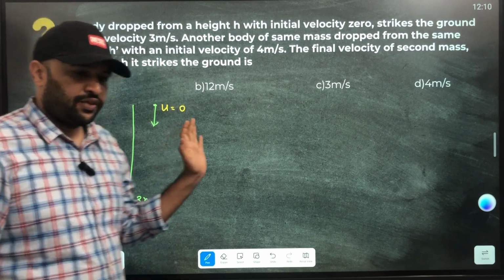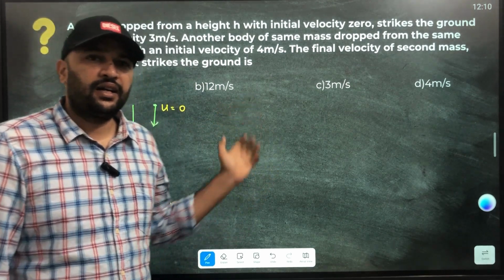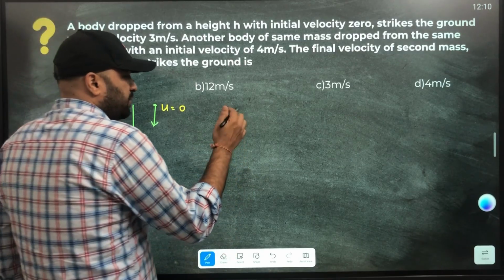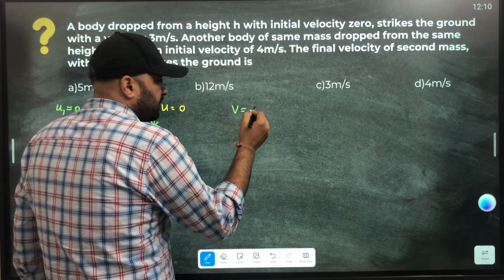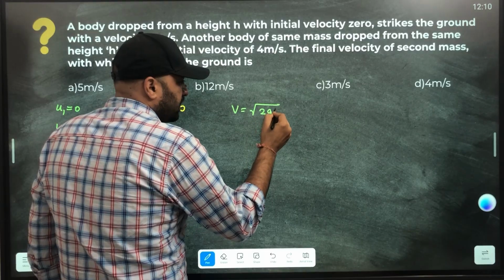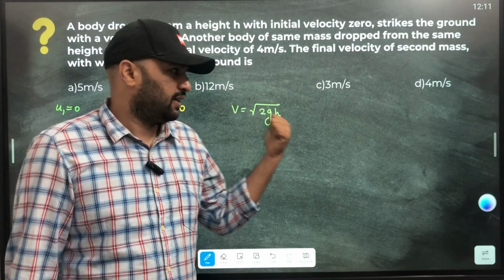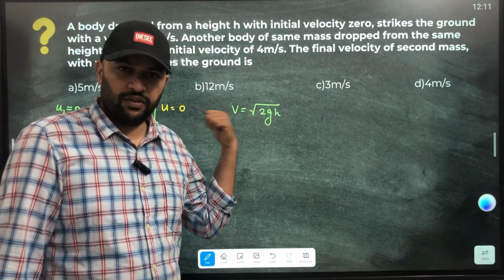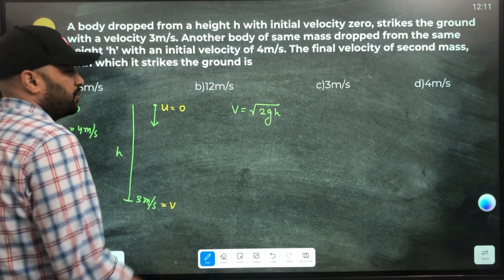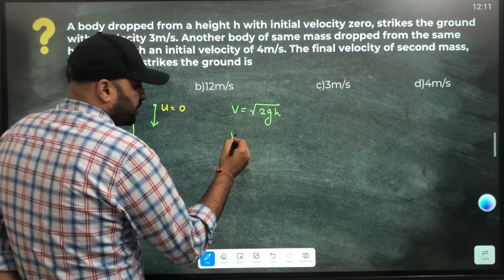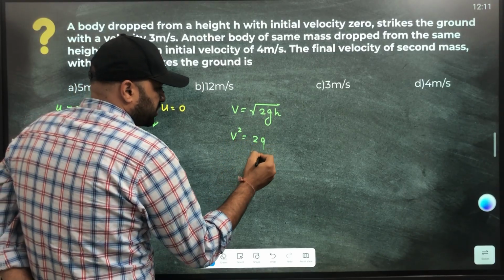In the previous lecture, if you have attended, I have given you a direct relation for how we got that. Let me remind you, the velocity with which something reaches the ground will be root 2gh, provided the initial velocity was 0. In that case v will be equal to root 2gh. So this gives v square equals 2gh, correct?